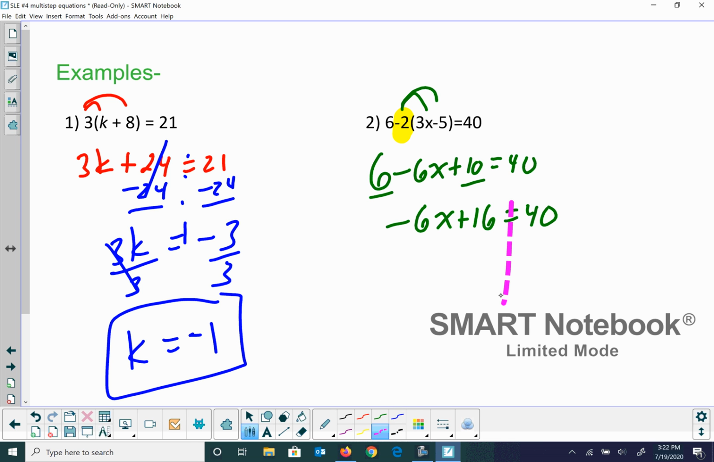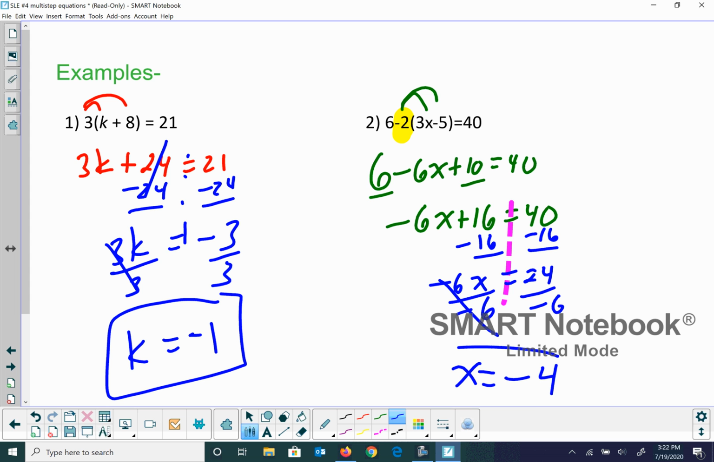And now we should be able to work out our problem. Subtract 16, subtract 16. Negative 6x is equal to 24. Divide each side by negative 6. Those cancel. I'm going to get a negative answer. 24 over 6 is 4. So negative 4 is my answer.